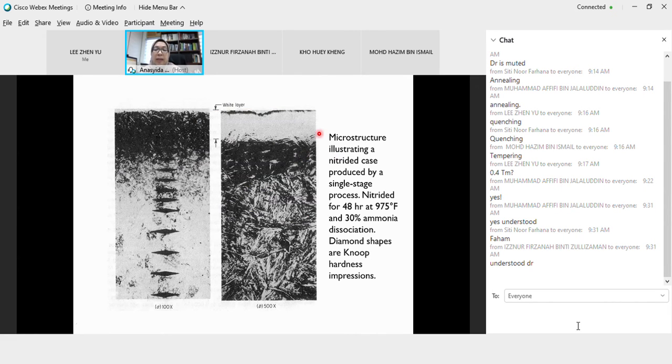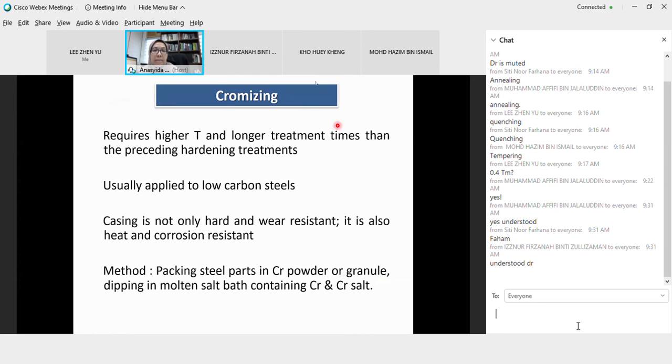So this is some of the microstructure illustrating the nitride cases produced by single stage process. So lepas tu kita tengok nitride dalam 48 hours. Okay, nombor berapa? Nombor 3. We also can do chromizing. Chromizing is to get the hardened surface for wear process also.